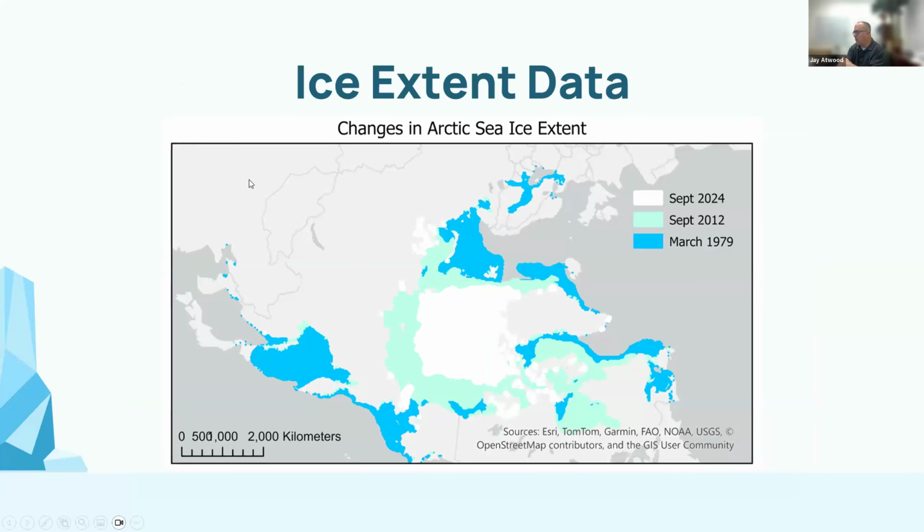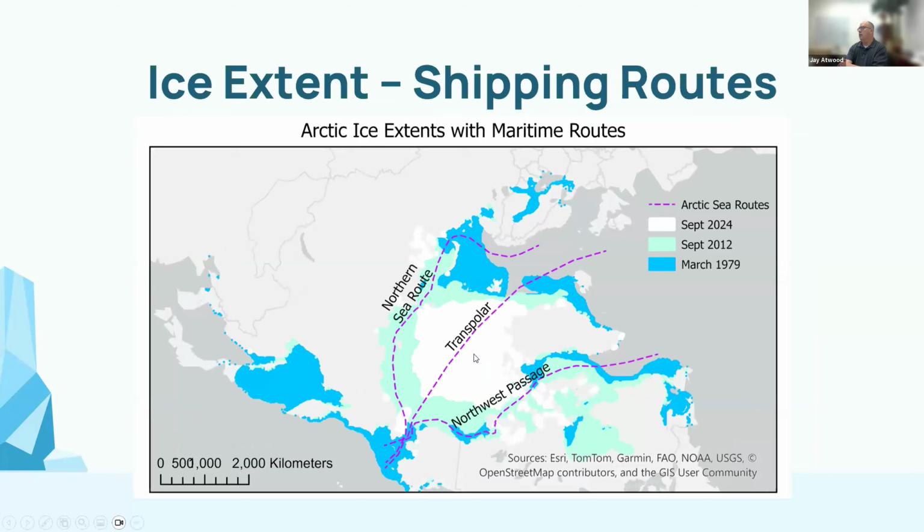September 2012 is the smallest, and then a more recent one in 2024, shown in white. As the sea ice extent changes, so do the shipping conditions. Climate models, as I mentioned before, forecasted a spring and summer ice-free Arctic by 2050 and year-round by 2100. But as you can tell by the current extents, that's already impacting shipping.